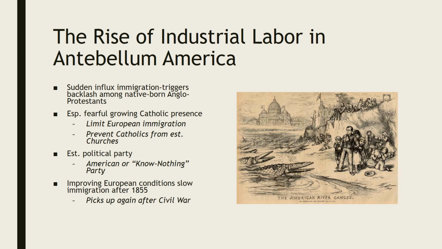This sudden influx of immigration triggered a lot of backlash among the native-born Anglo-Protestants, people who largely had come generations before from Great Britain. They were especially fearful of a growing Catholic presence, with big anti-Catholic sentiment, as we said before. As you can see in this political cartoon, they are depicting Catholic bishops as crocodiles emerging from the water on America's shores. So there's going to be a push to try to limit European immigration and prevent Catholics from establishing churches. There's also going to be the establishment of a political party that is against immigration, known as the Know Nothing or American Party.